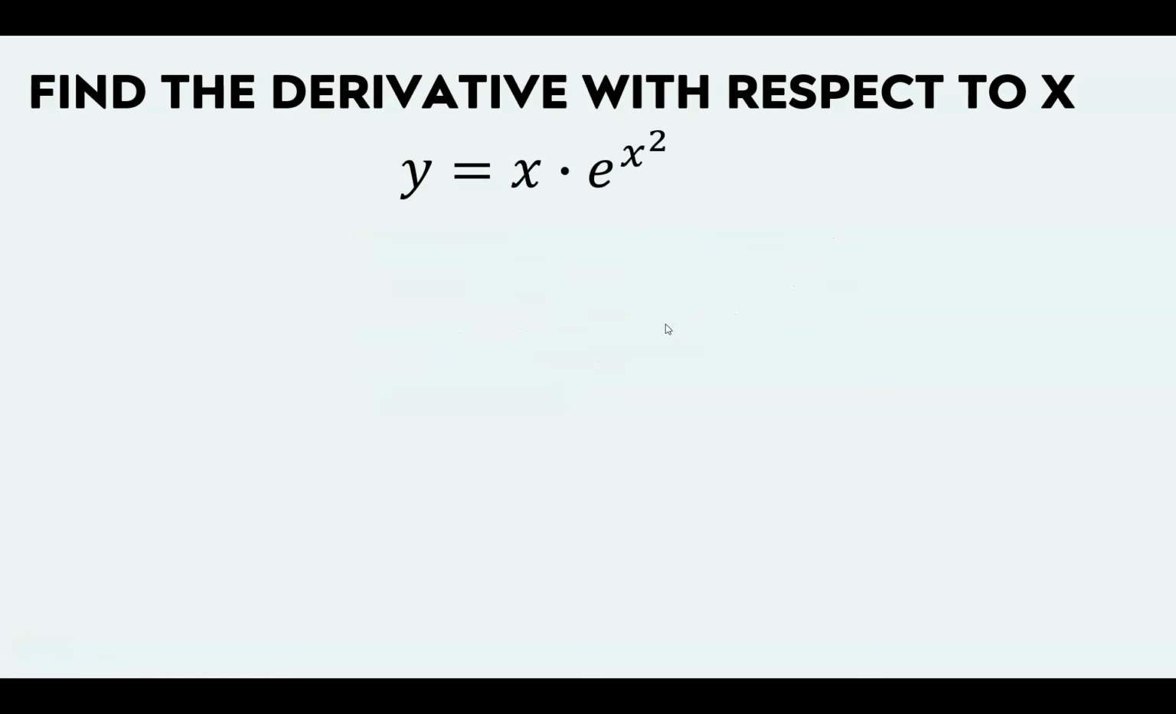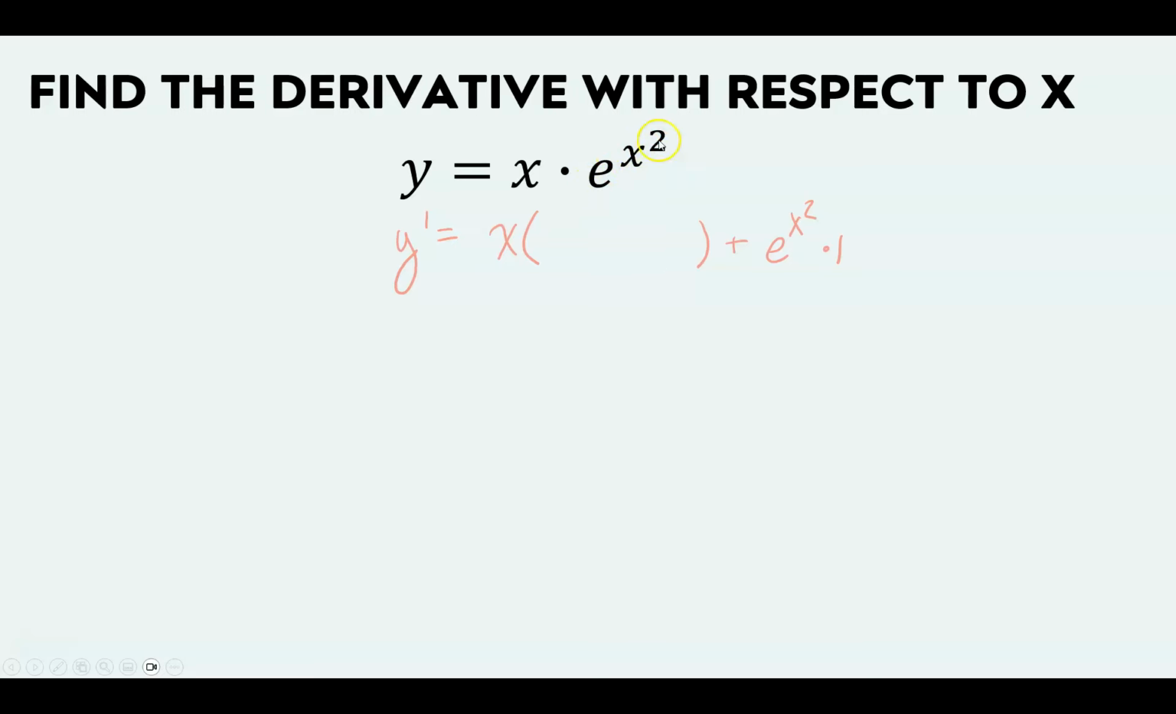All right. So again, a product rule, the derivative of x times e to the x squared. We can't simplify anything first. There's no natural log here with the e. And the derivative of a product of two functions is the first function x times the derivative of the second function plus the second function e to the x squared times the derivative of the first.